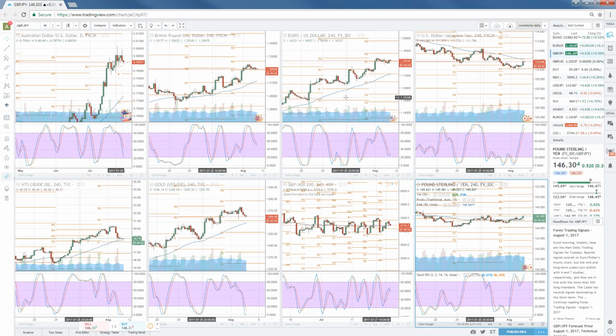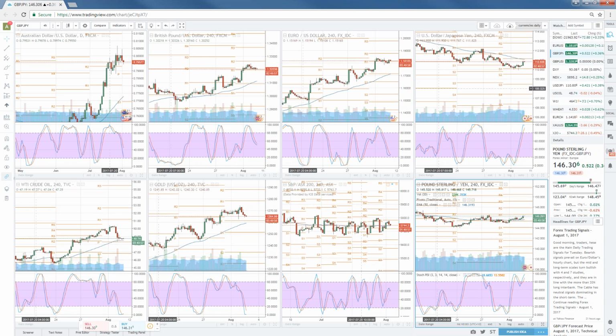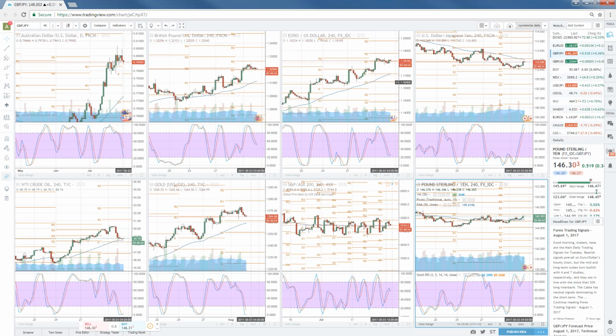It's entirely possible. But for tonight, most of the daily technical reports are suggesting further strength on the majors against the US dollar. Technically, that makes sense as well on most of these indicators here.